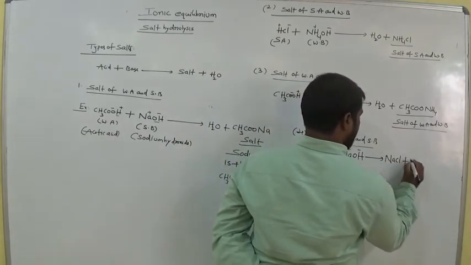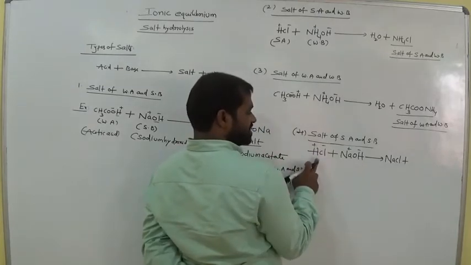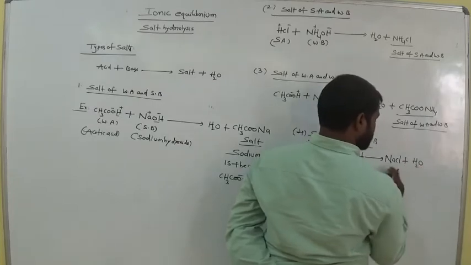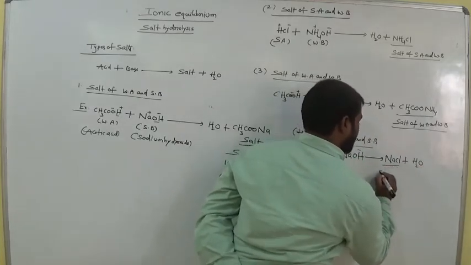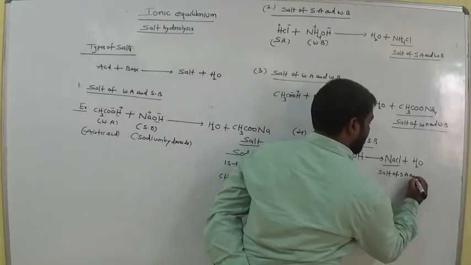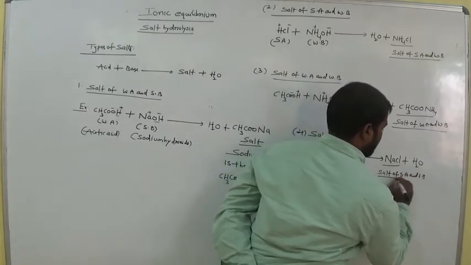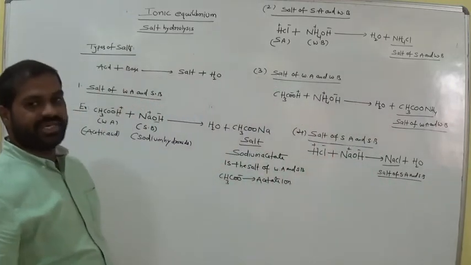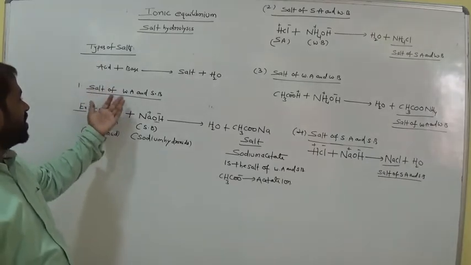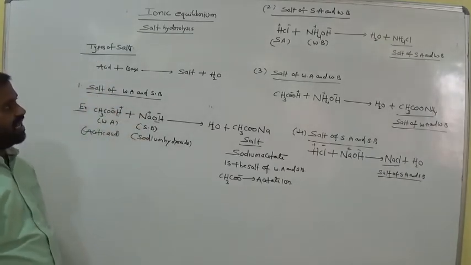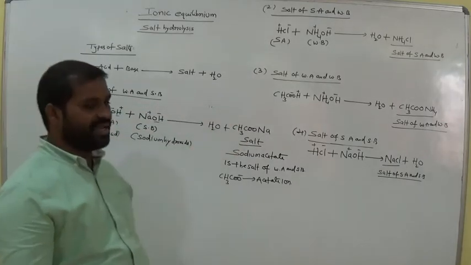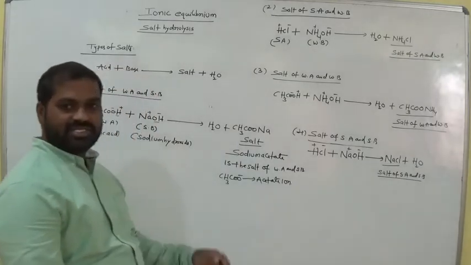Clear all of you? And what about OH minus and H plus? It is H2O. So sodium chloride is a salt of strong acid and strong base. Clear? Everyone? So these are the four types of salts. First is salt of weak acid and strong base, then salt of strong acid and weak base, salt of weak acid and weak base, and salt of strong acid and strong base.